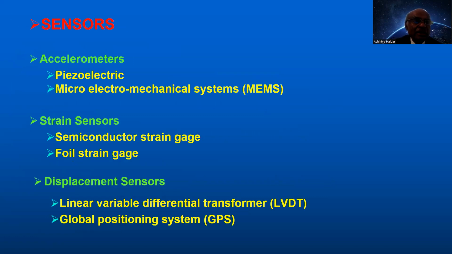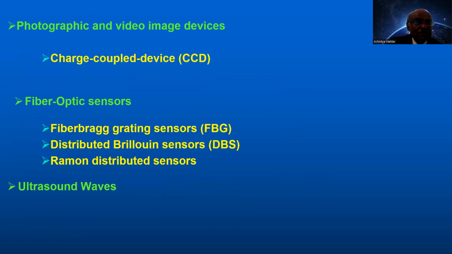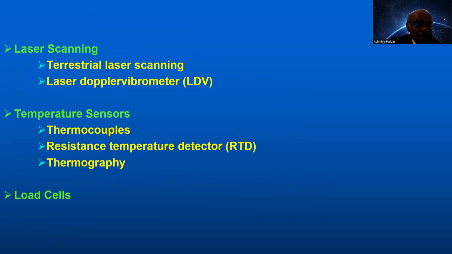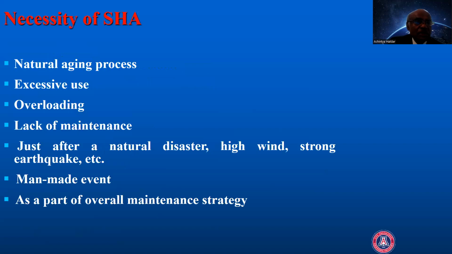We use accelerometers as sensors, but there are other types of sensors people use like strain sensors, displacement sensors, photographic and video image devices, fiber optics, ultrasound, laser scanning, temperature sensors, load cells. I do not have time to discuss in detail, but you can figure it out from the literature.